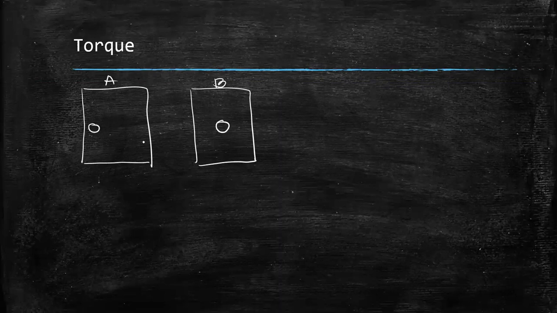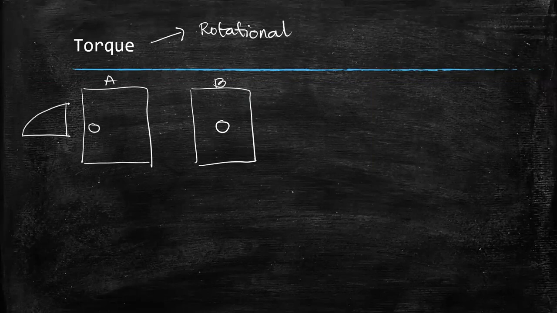Basing from the position of their knobs, door B would be harder to open or close if the position of the doorknob is at the center of the door. So why does it happen, or what is the physics behind this concept? The physics behind this concept is rotational motion. Why is it rotational motion when you're opening the door? Because when we're opening the door, its movement is a curved path. That curved path is attached to the hinges of the door, which serve as the axis of rotation of that door.